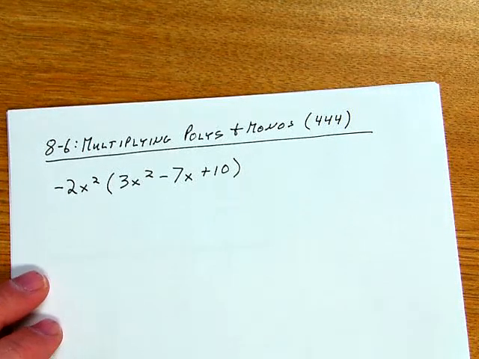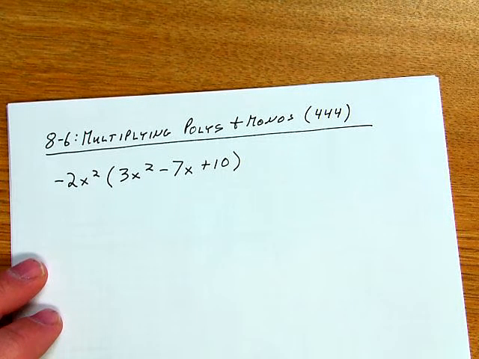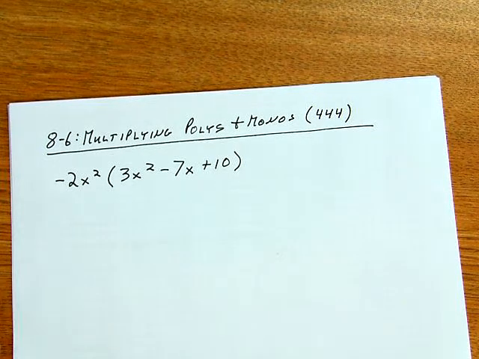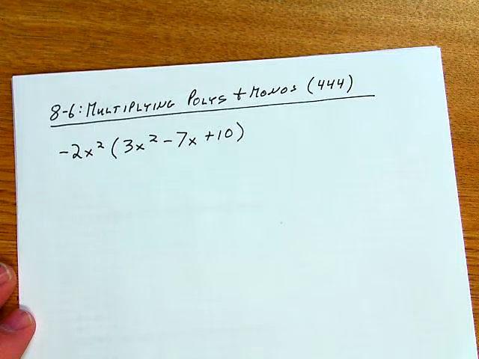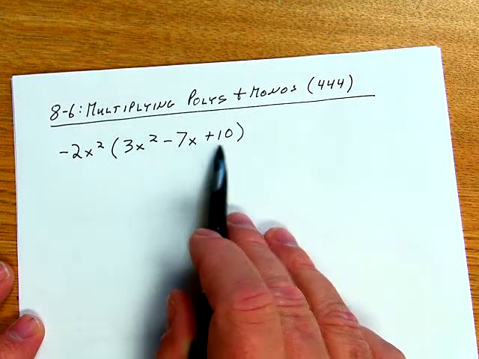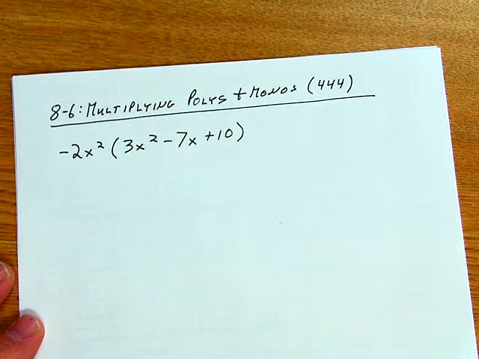All right, we're starting with a new section here, 8.6, multiplying polynomials and monomials, page 444 in your book. Let's start with the problem negative 2x squared times the polynomial 3x squared minus 7x plus 10. I'm going to show you two different methods.